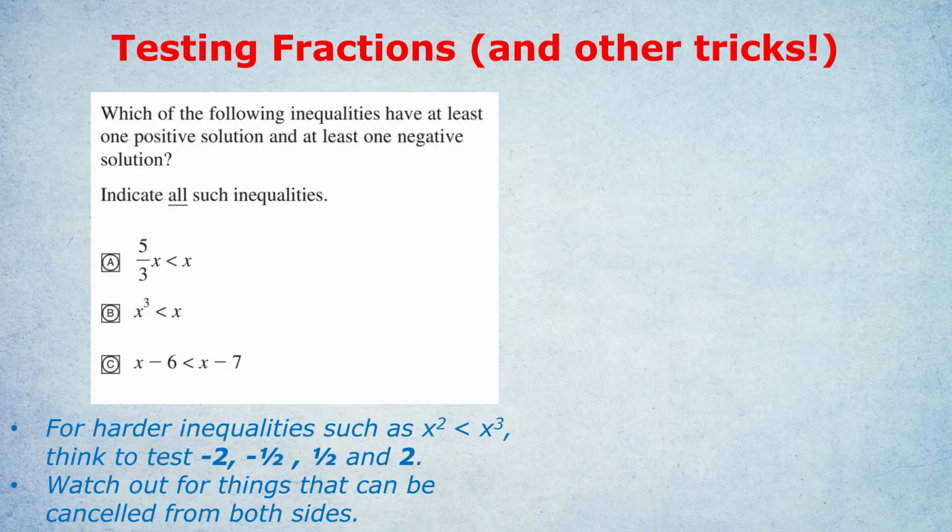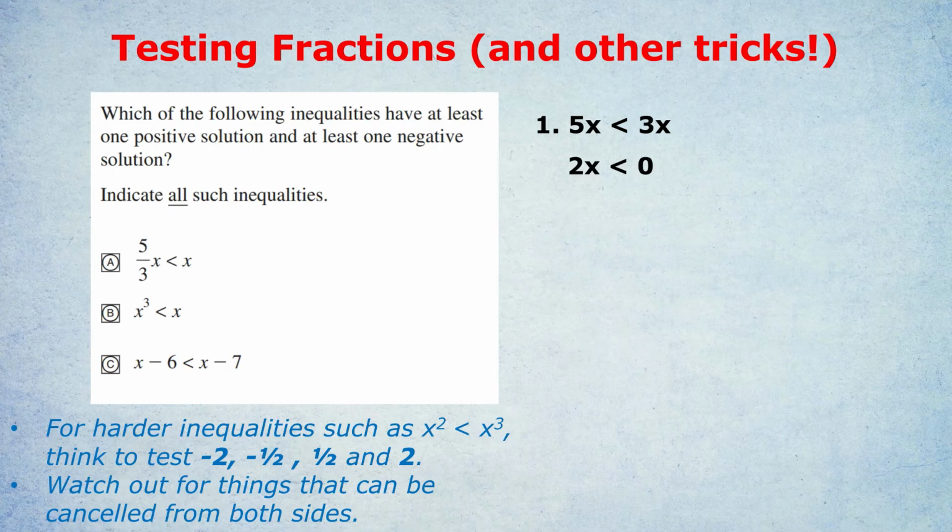But let's do them in order. What about option A? Divide both sides by x? Can't do that because again, we don't know the sign of x. So what do we do instead? I would get rid of that fraction, get rid of that divide by 3 by multiplying both sides by 3. This would give us 5x is less than 3x. Now at this point, we could take away 3x from both sides. We're not dividing by 3x, we're just taking away 3x from both sides. And because we're taking away or adding, you don't have to flip the inequality.